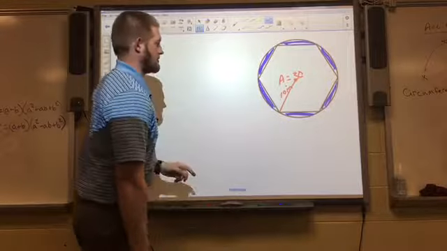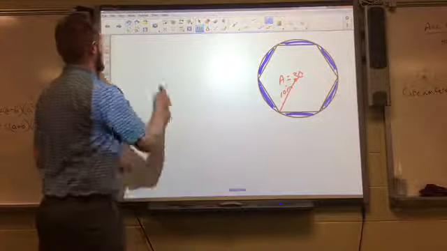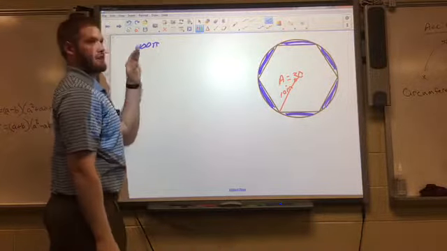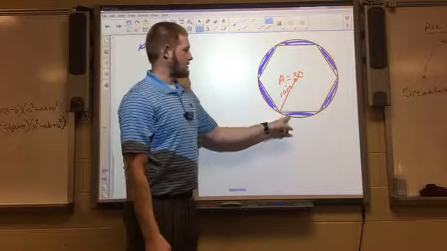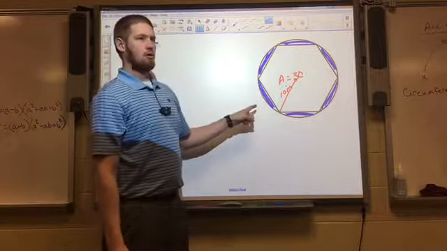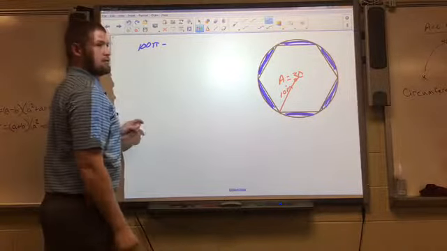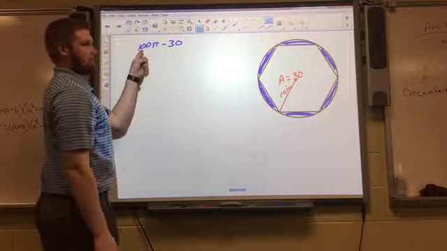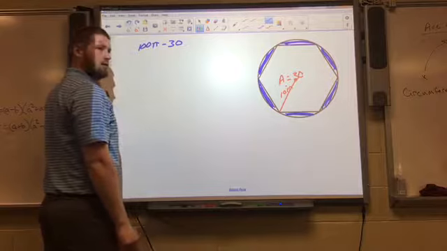What is the area of the circle? 100 pi. Okay, so that's the area of the circle. But to find the area of the blue, I need to subtract 30. So 100 pi minus 30 on your calculator gives me what?